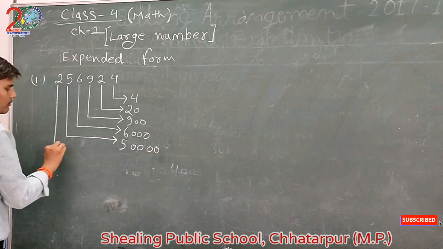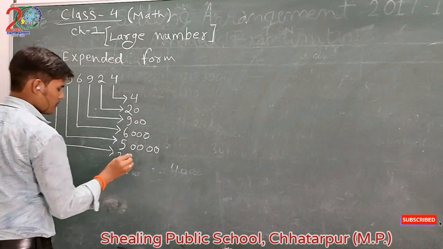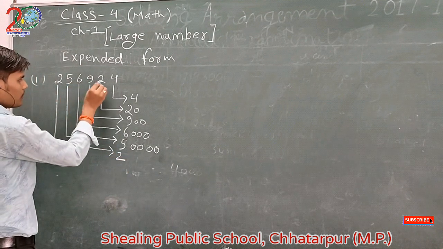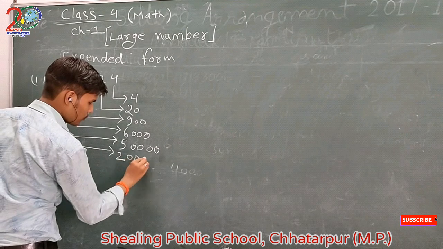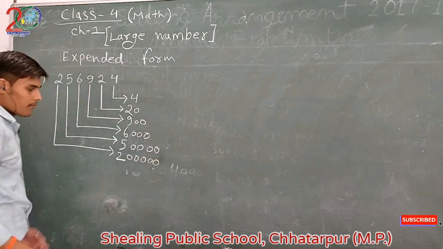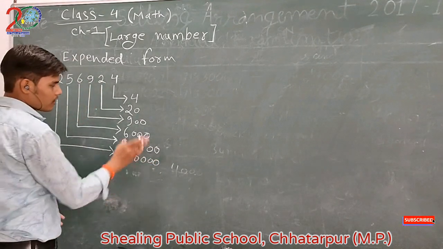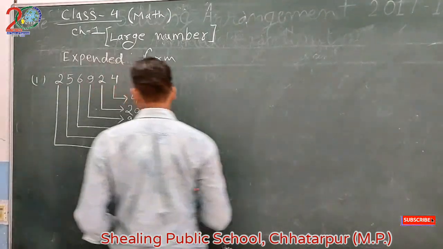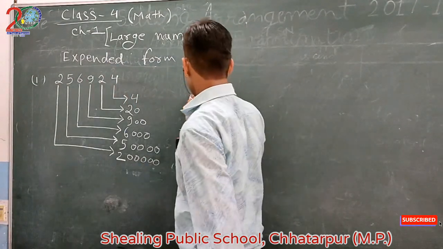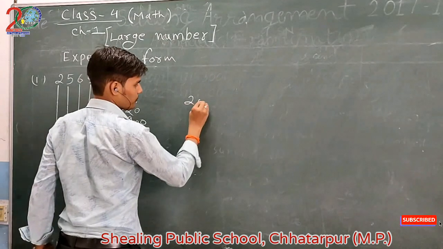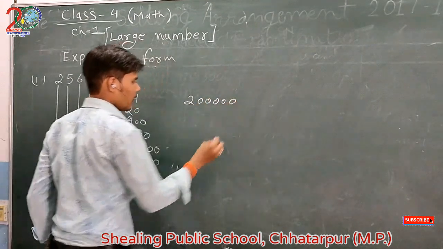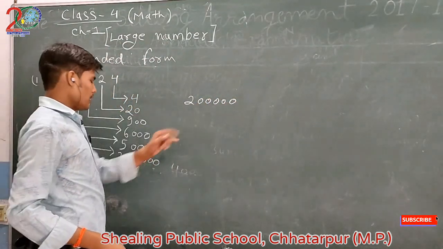Then the last one is 2. We write down 2 here. After 2 there are 1, 2, 3, 4, 5 digits. After that, we write down these digits like this. First, we write down this digit here, like this. Then this one.